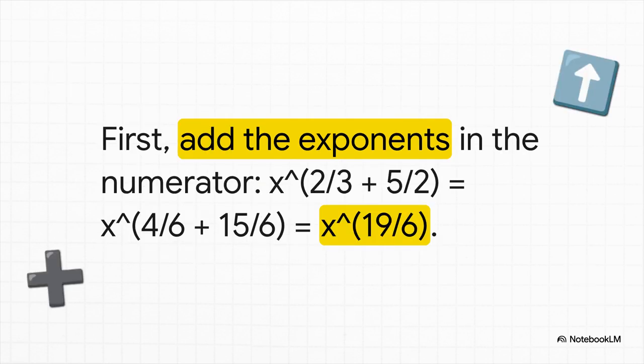Okay, step 1. Let's just look at the top part, the numerator. We're multiplying x to the 2/3 times x to the 5/2. The rule says we just add the exponents. So we just have to do a little fraction addition, 2/3 plus 5/2. We need a common denominator, which is 6, so that becomes 4/6 plus 15/6, which gives us 19/6. So the top is now x to the 19 over 6.